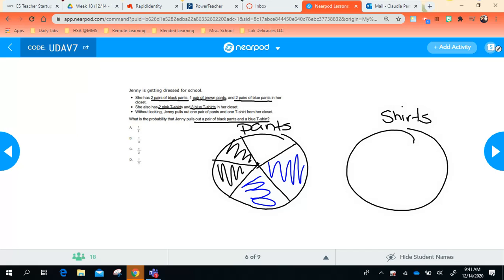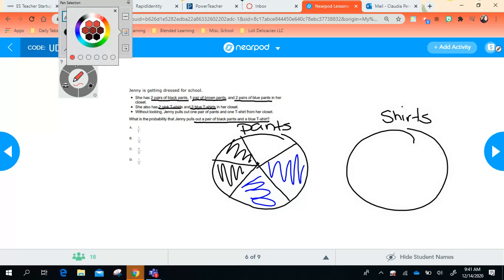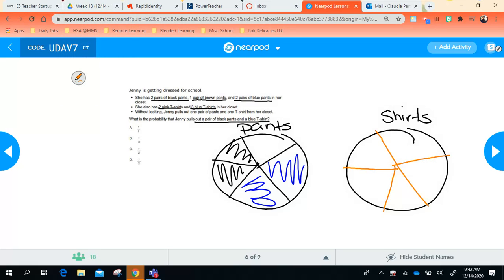Then shirts. She's got a pink shirt. Let's see if there's any pink up there. Not really. We'll make it sort of orangey. So she's got 1, 2, 3, 4, 5. So we've got 5 here too. She's got 2 pink shirts and then she's got 3 blue shirts. So what's the probability she'll pick out a pair of black pants and a blue t-shirt?